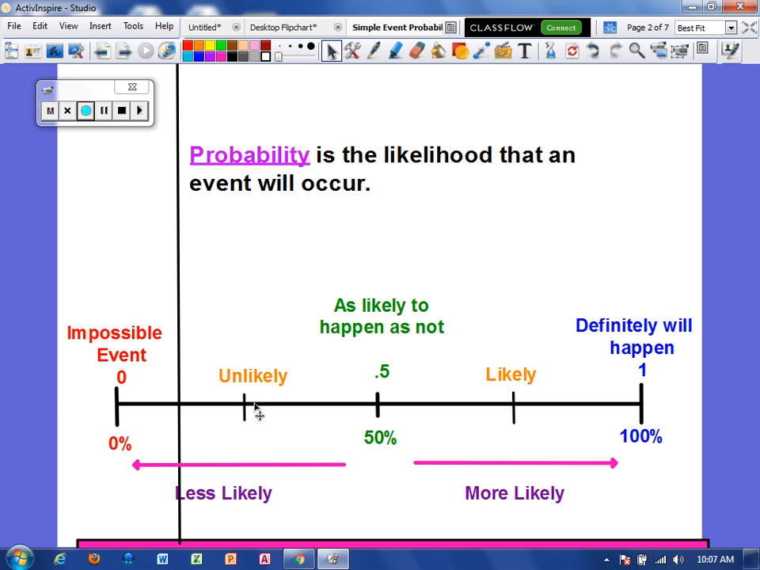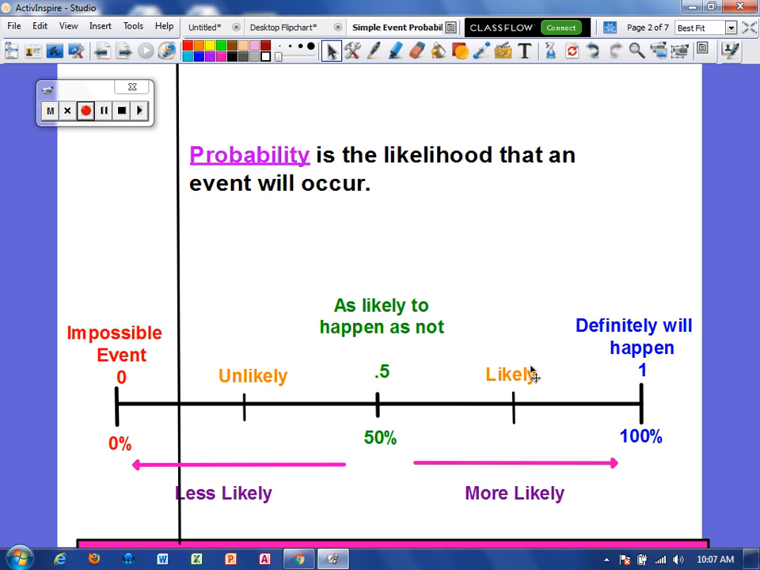So then we move to unlikely. Unlikely means it can happen, but there's not a great chance that it's going to. So that would be like rolling a 1 on a number cube. Only one side has that on there, so it's not likely it's going to do that. As likely to happen as not means it is equally likely. So if I said odds versus evens on a die, it's just as likely to land on an odd number as it is to land on an even number.